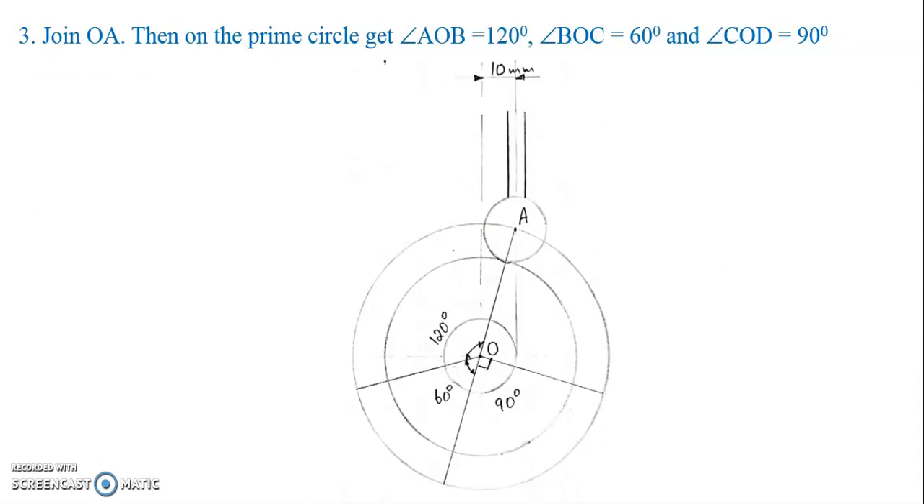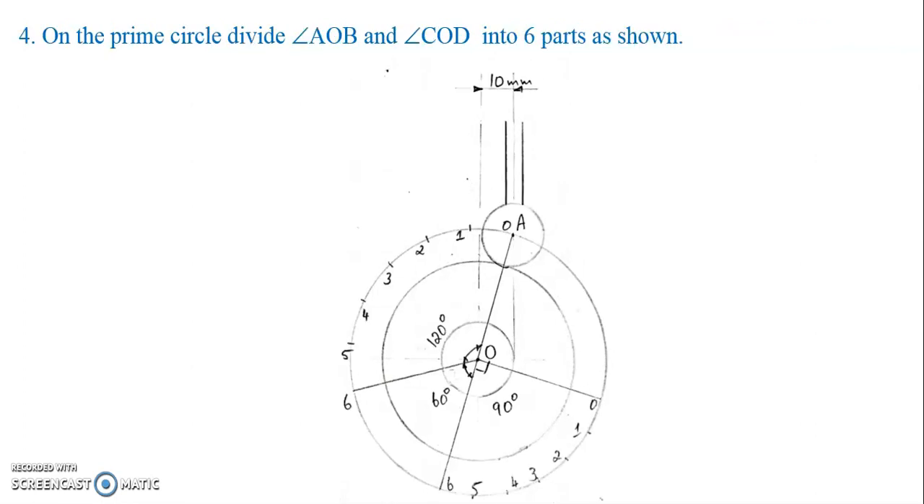Okay. After that, the same procedure follows. Draw a line from point A to the center O. Then on the prime circle, see, in case of a roller follower, everything happens on the prime circle. So on the prime circle, get angle AOB, which is 120 degrees, BOC 60 degrees, and COD 90 degrees. What are these angles? They are nothing but the angle of rise, dwell, and then the angle of fall, and the remaining is again the angle of dwell.